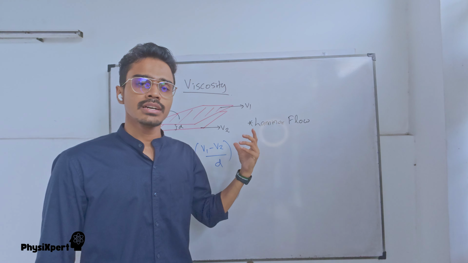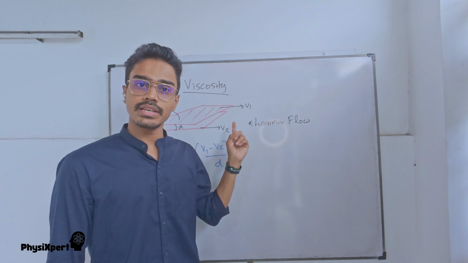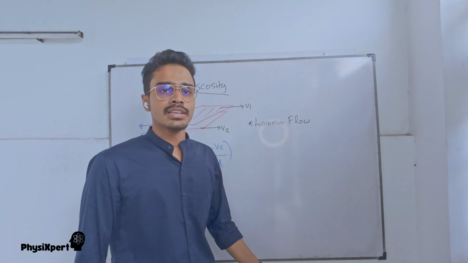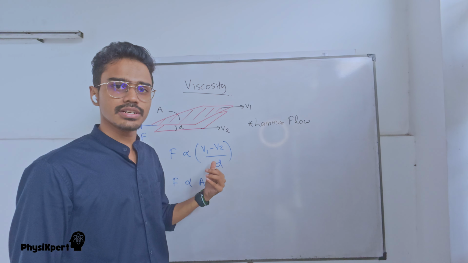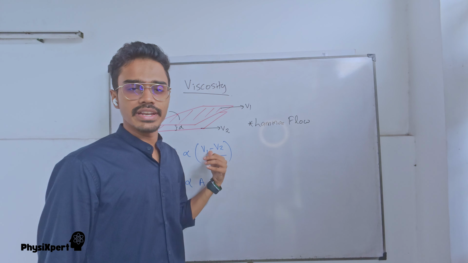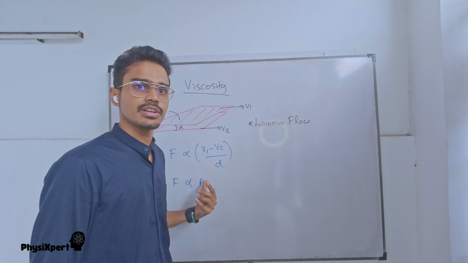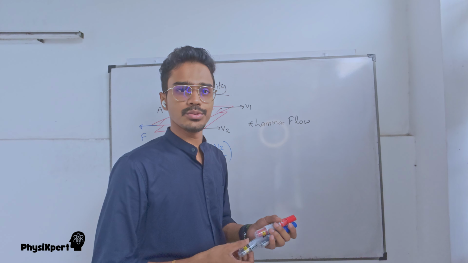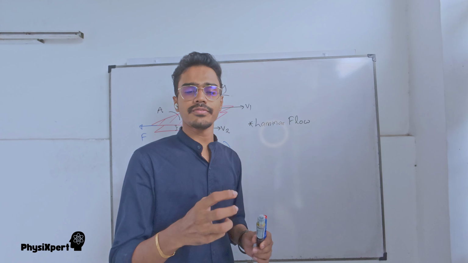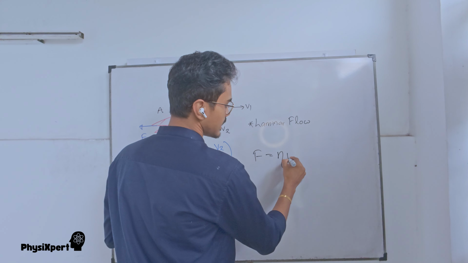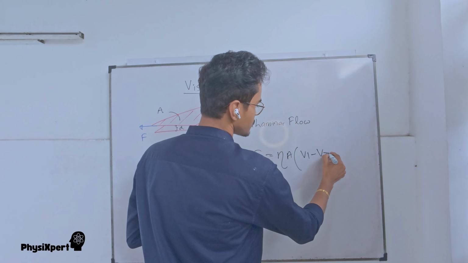So let's consider a laminar flow with velocities of two adjacent layers V1 and V2, and the separation between layers D. In that case, viscous force is proportional to V1 minus V2 over D, and this is called the gradient of velocity. As well, viscous force is proportional to A. So by collating these two, Newton came up with the equation of viscosity as F equals eta A (V1 minus V2) over D.